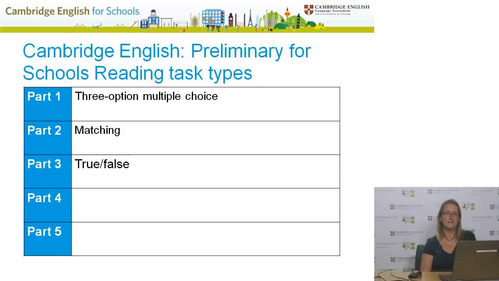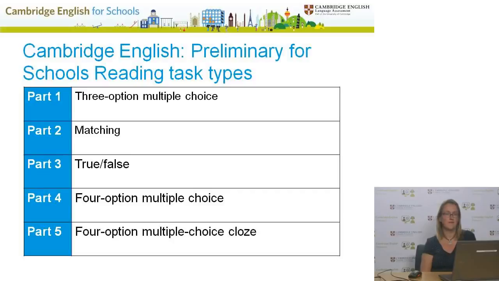In part 3, candidates have to read a longer factual text and look for precise information. There are 10 sentences about the text and they have to decide whether each sentence is true or false. In part 4, the text expresses opinion or attitude. There are 5 4-option multiple choice questions for candidates to answer. Finally, in part 5, there is a short text with 10 numbered gaps. For each gap, candidates have to choose the correct answer from 4 options.